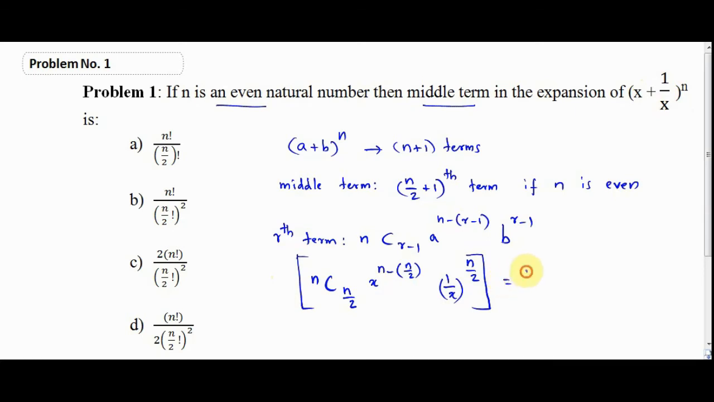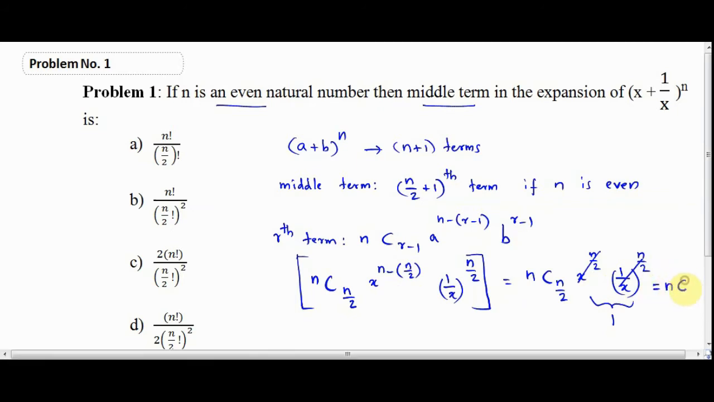This will be equal to nC(n/2) x^(n - n/2), which is x^(n/2) itself. Then we have (1/x)^(n/2). Here these two terms will cancel and result in a value equal to 1. So the final result is nC(n/2). So this is the middle term in the expansion (x + 1/x)^n.